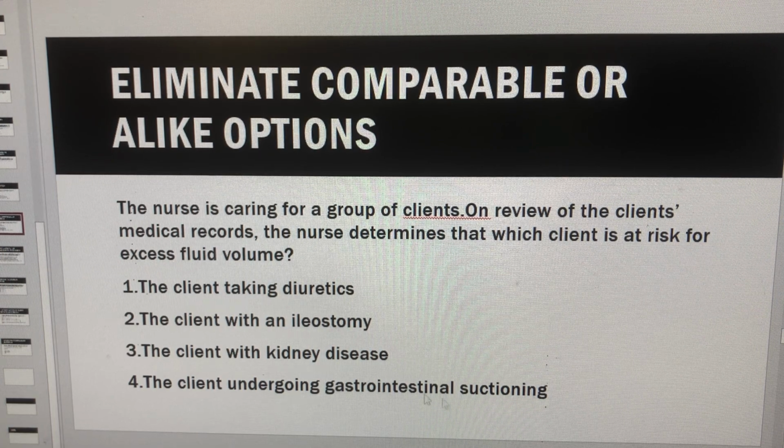Focus on the subject. The client at risk for excess fluid volume. Think about the pathophysiology associated with each condition identified in the options. The only client who retains fluid is the client with kidney disease. The client taking diuretics, the client with an ileostomy, and the client undergoing gastrointestinal suctioning all lose fluid. These are comparable or alike options. Remember to eliminate comparable or alike options.